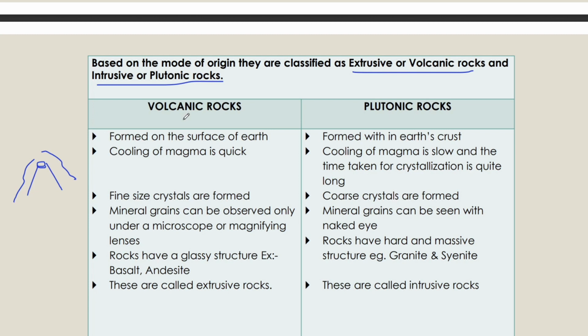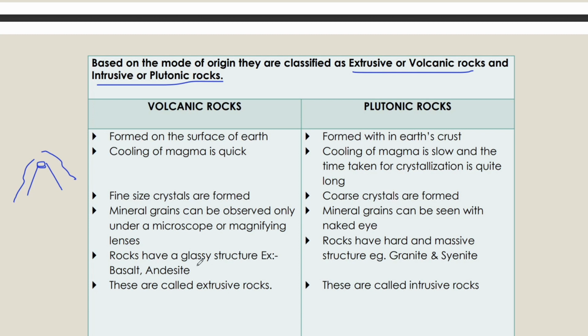Another type of rocks are plutonic rocks. They are formed within the earth crust. Cooling of magma is very slow there, and crystallization also takes a longer period of time. Fine-size crystals are formed in volcanic rocks, but coarse crystals are formed in plutonic rocks. In volcanic rocks, mineral grains can be observed only under a microscope or magnifying lens, but in plutonic rocks the mineral grains can be seen with naked eyes. Volcanic rocks have a glassy structure. This looks like glass. You can see from this side to the other side.